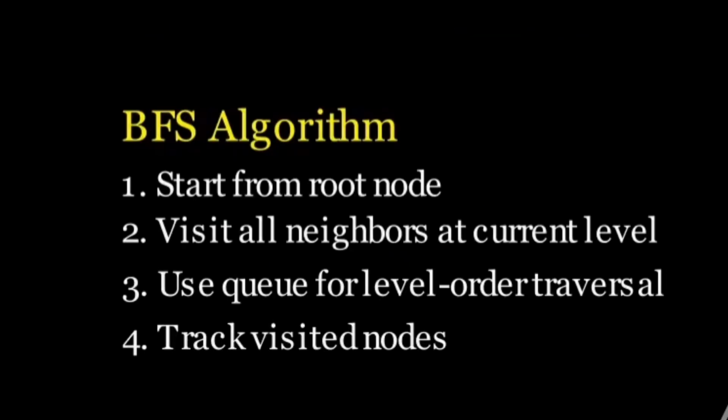Let's break down how BFS works. We start at any node, usually the root, and we explore its immediate neighbors first. Then we move to the next level and explore those nodes. We keep track of visited nodes to avoid cycles. We use a queue to maintain the order of exploration.